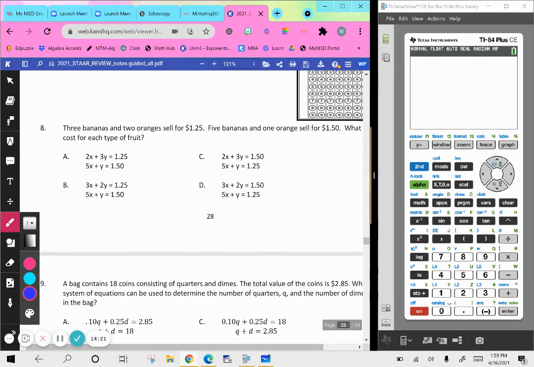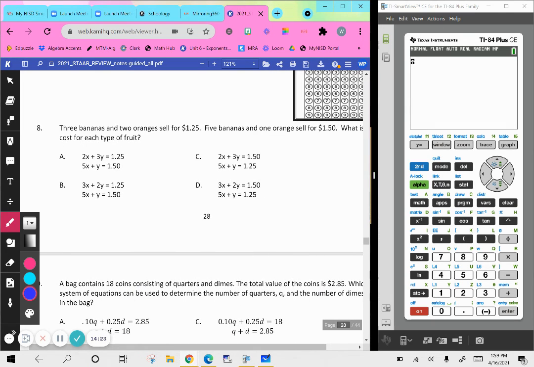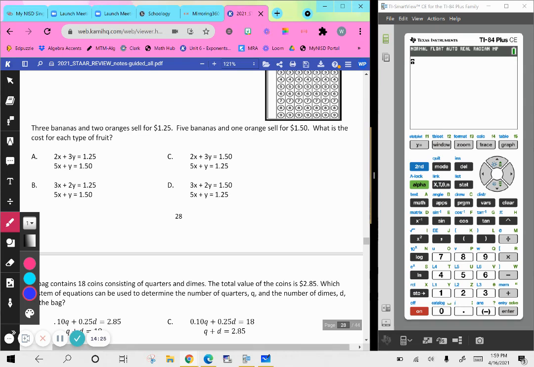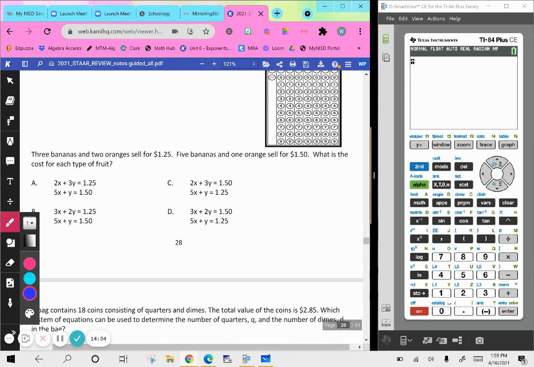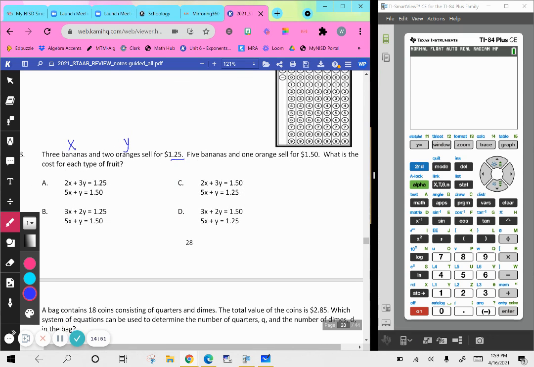Let's look at number 8. It says 3 bananas and 2 oranges sell for $125. 5 bananas and 1 orange sells for $150. What is the cost for each type of fruit? So we're going to call banana X, and orange Y, so 3X plus 2Y is 125. 3X plus 2Y should be 125, so that's right here.